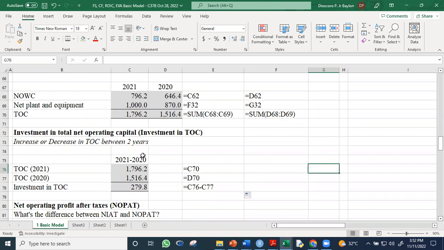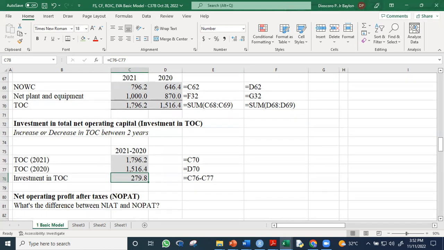Okay, so the investment in operating capital was 279 or approximately 280. So operating capital grew by around 280. Okay, clear so far, class? We're just getting the difference between these two. So the difference between these two is 280, and that's the investment in TOC.